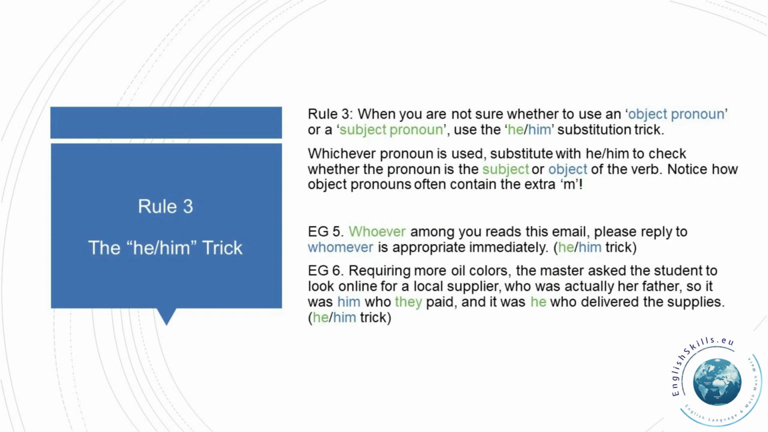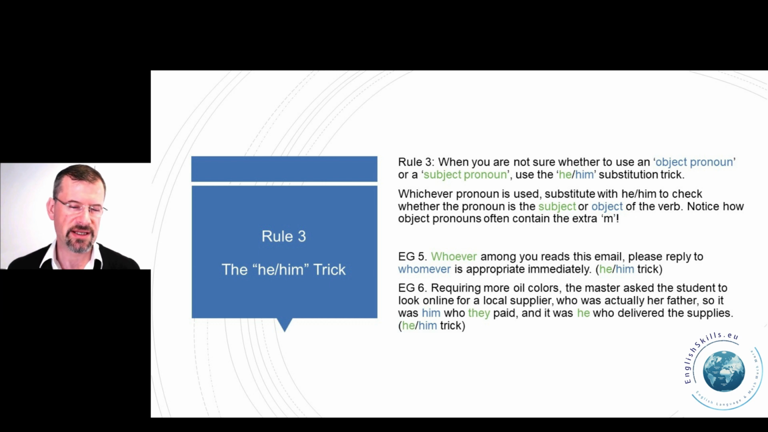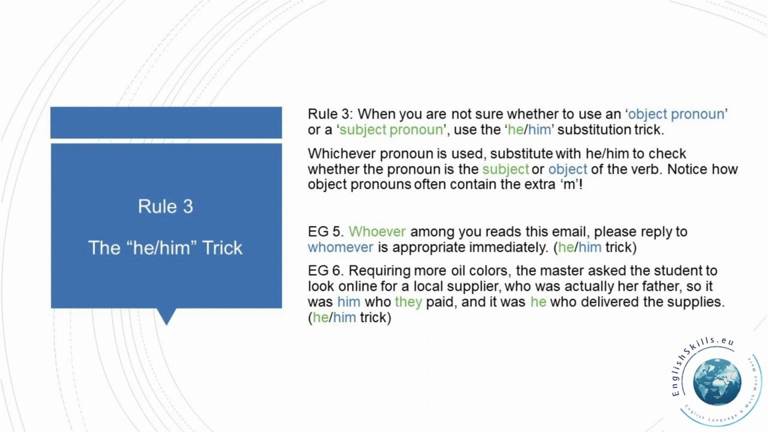Rule 3. When you are not sure whether to use an object pronoun or a subject pronoun, use the he, him substitution trick. So we were kind of doing this already, but let's look at it in a bit more detail. Example 5. So let's actually put this into practice. Whoever among you reads this email, would we say he reads the email or him reads the email? We would say he reads the email. Therefore, we do not add the M. We do not use the object pronoun. We use whoever.